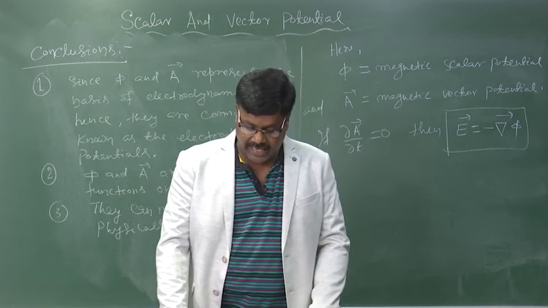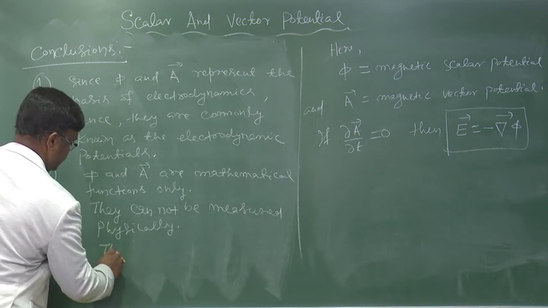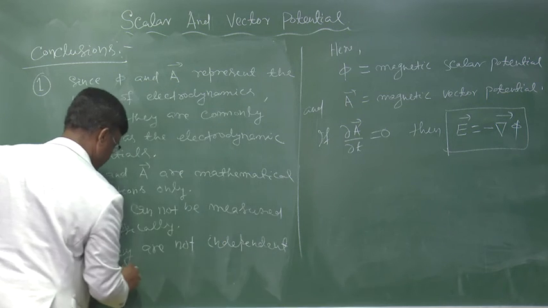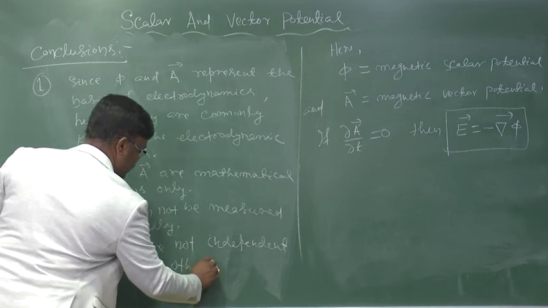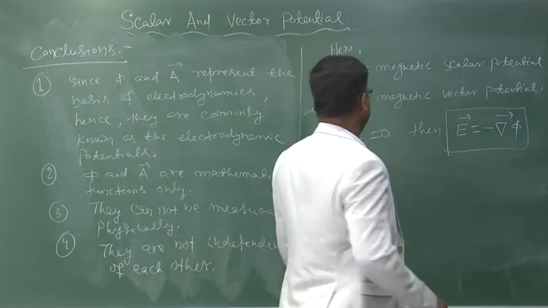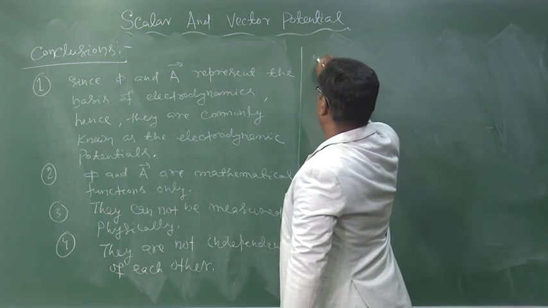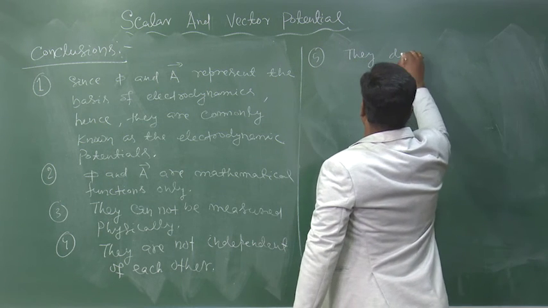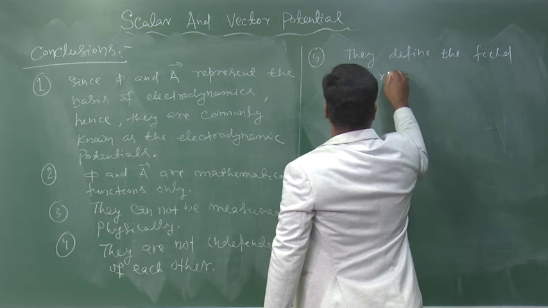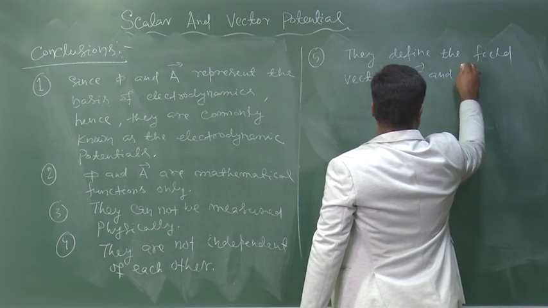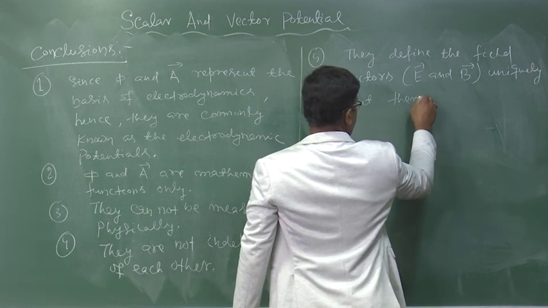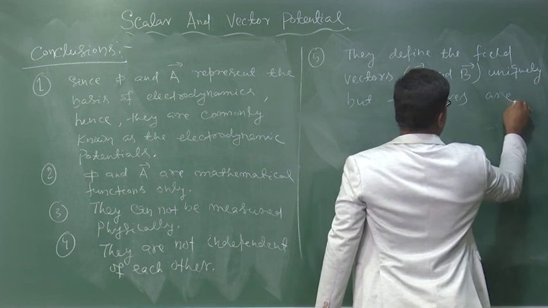Number 4, they are not independent of each other. Number 5, they define the field vectors like E vector and B vector uniquely, but themselves are not unique.